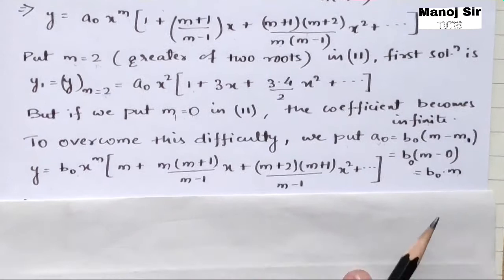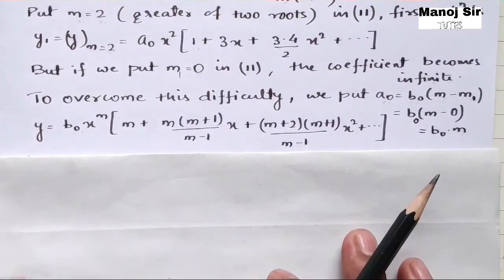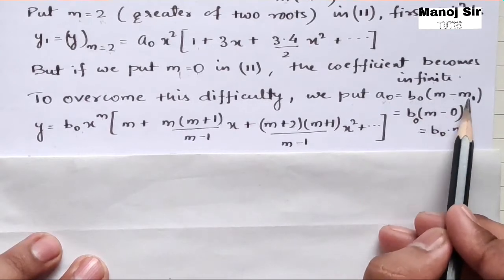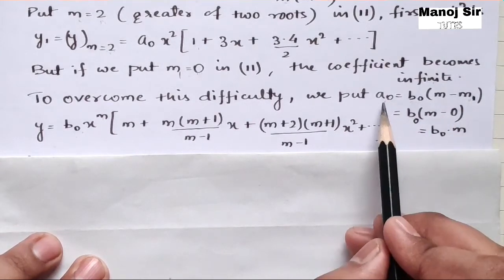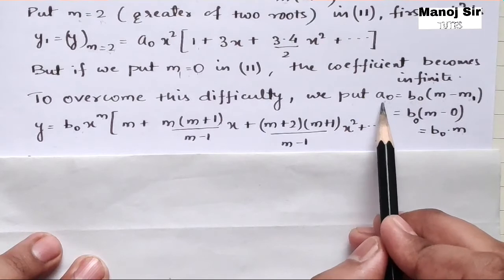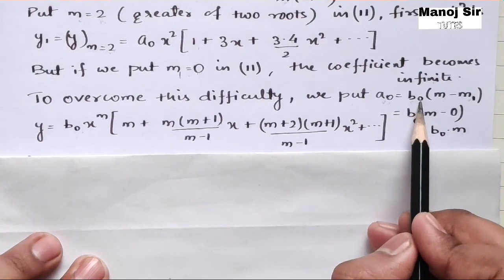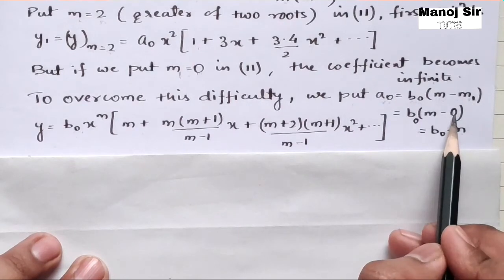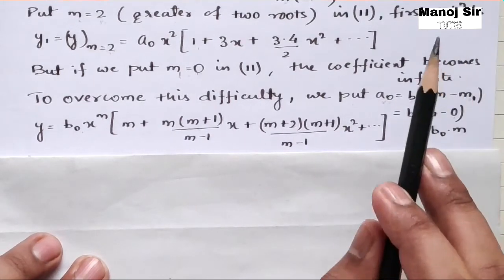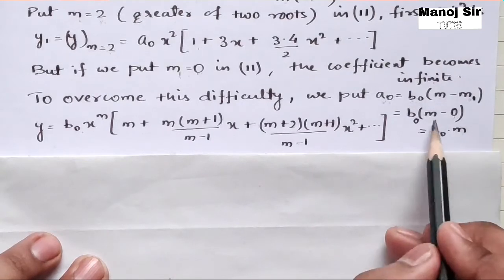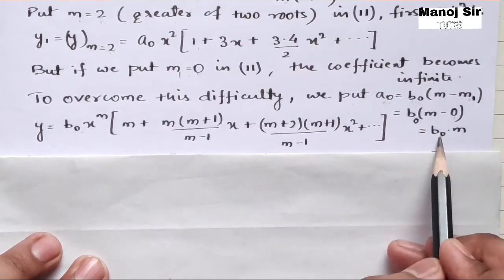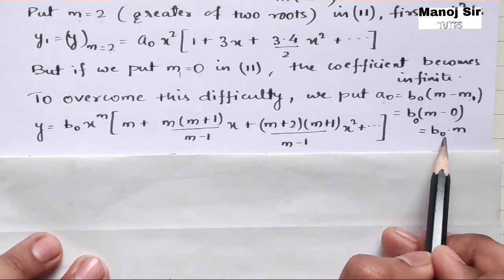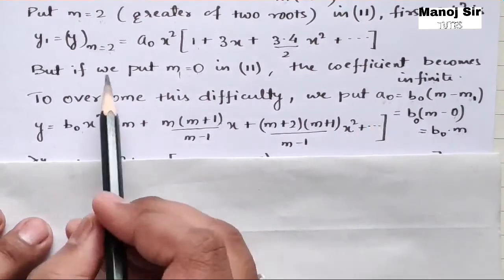So we need to overcome this difficulty. To overcome it, we put a naught equals b naught into (m minus m1), and the value of m1 is 0. Here m1 equals 0 and m2 equals 2. So b naught into (m minus 0) becomes b naught into m, and we put b naught into m in place of a naught.